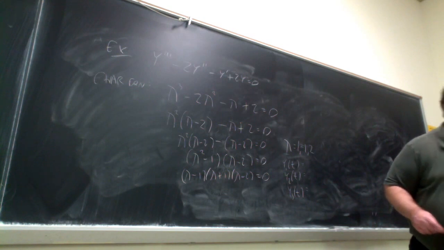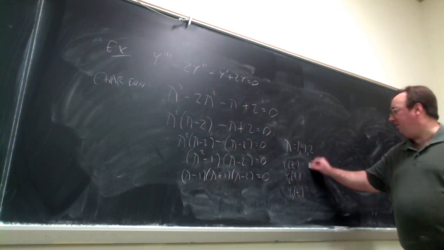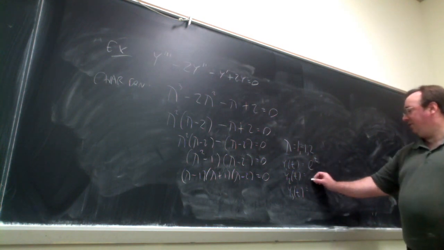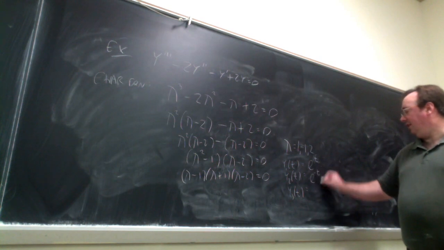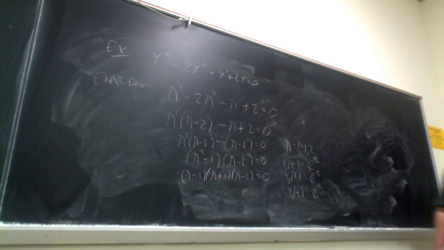Right now we're just looking at the solutions themselves, so we don't need constants yet. e to the t, and what else? e to the negative t, and e to the 2t. All right, so these make your fundamental set of solutions for this equation. All solutions in this homogeneous equation are a linear combination of these.